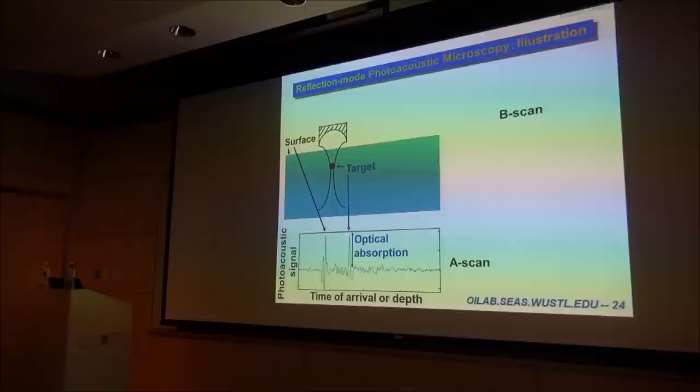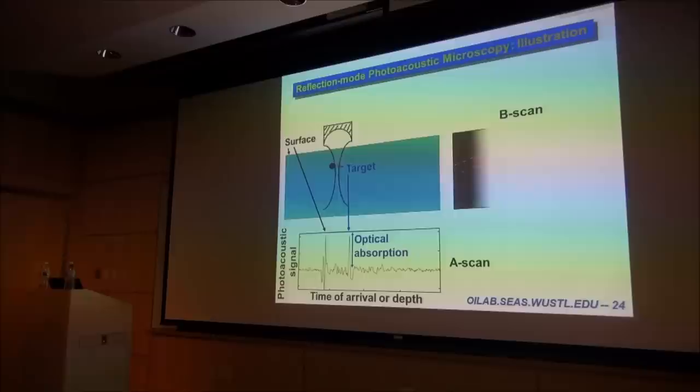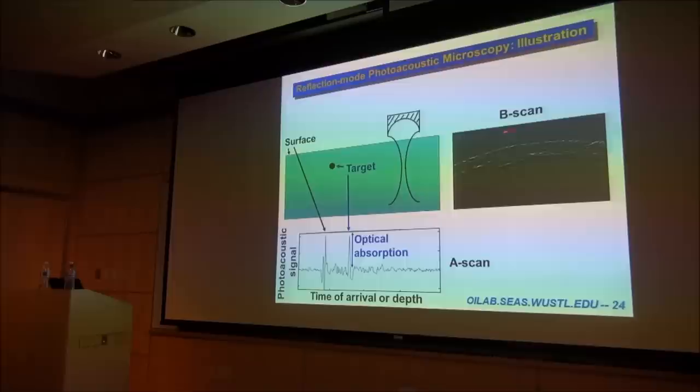Now, if you scan across the tissue, you get a 2D image or B-scan image. If you raster scan on the surface, you get a 3D image. So fundamentally, it's a 3D imaging modality.